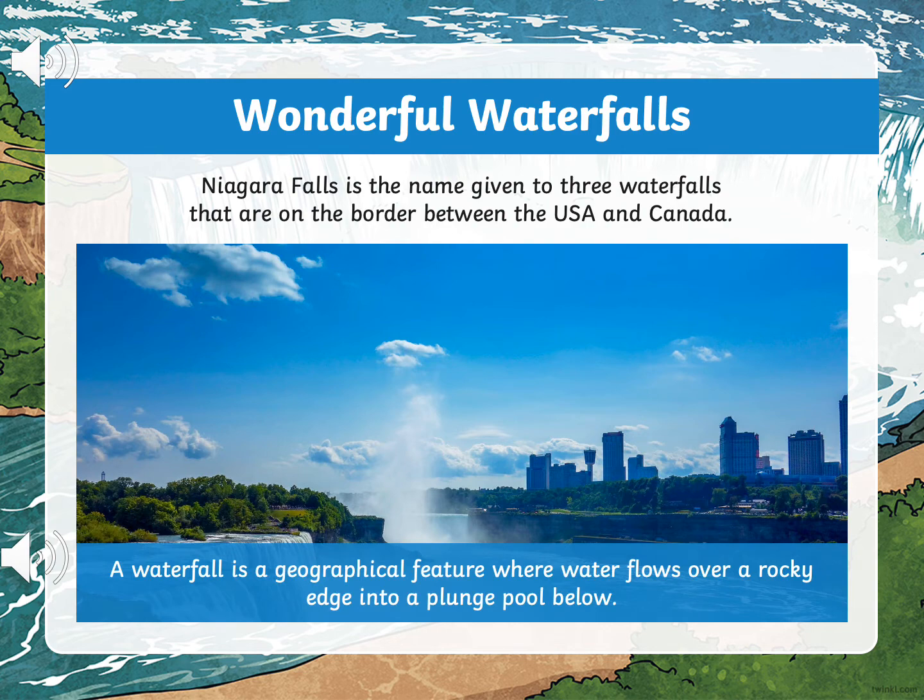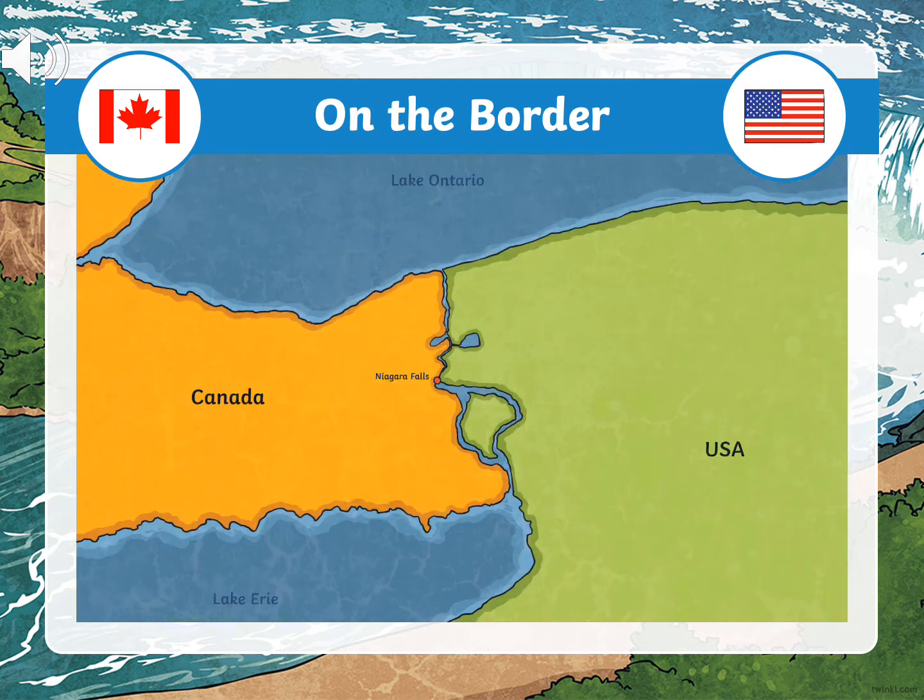A waterfall is a geographical feature where water flows over a rocky edge into a plunge pool below. As I mentioned before, the Niagara Falls is between two countries, Canada and the USA, or we can say the United States of America or America.